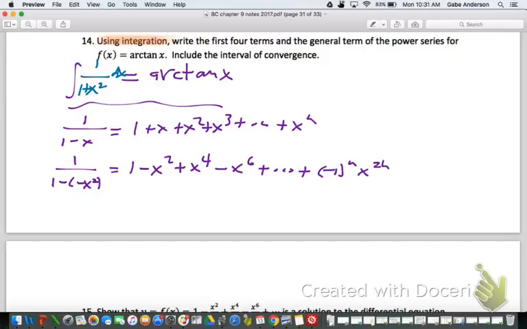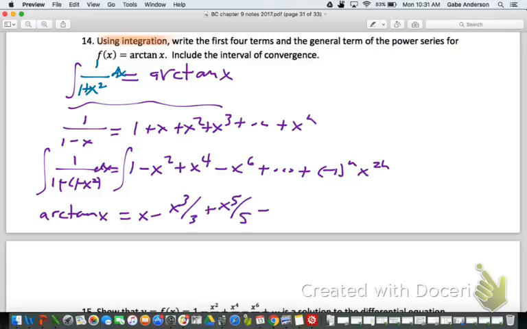Once I've got that, I would need to remember, of course, that minus minus is really plus a positive. I've got the integrand that I kind of proposed that I wanted, so now I just need to integrate both sides. So I end up with arctangent of x. I forgot my dx. There we go. Arctangent of x is then equal to x minus x cubed over 3 plus x to the 5 over 5 minus x to the 7th over 7 plus dot dot dot plus negative 1 to the n x to the 2n plus 1 over 2n plus 1.